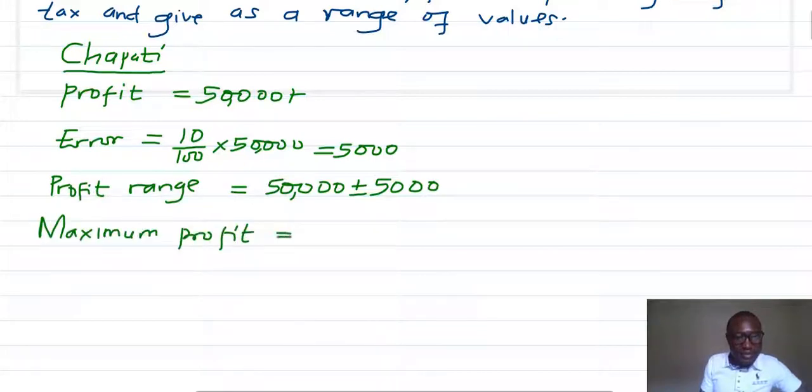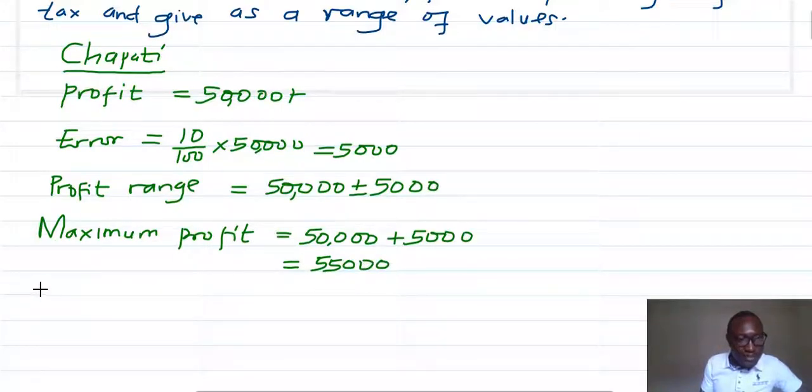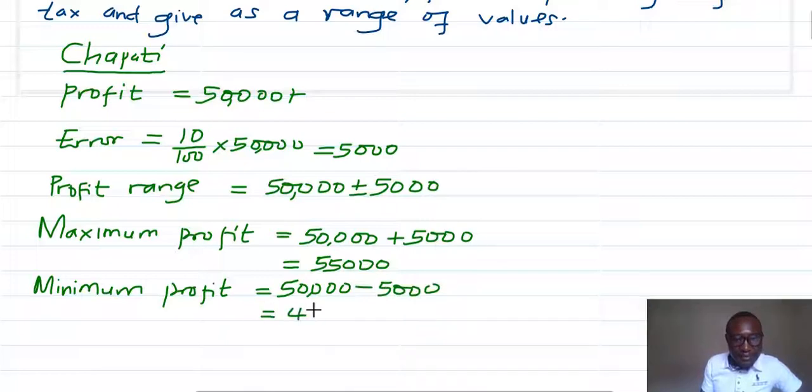Maximum profit is now equal to 50,000. This is only under Chapati. 50,000 plus 5,000. So maximum profit becomes 55,000, and let's come to finding the minimum profit. Minimum profit is going to be 50,000 minus the error margin, which gives us 45,000. So having collected information about Chapati, let's go and collect about chips.